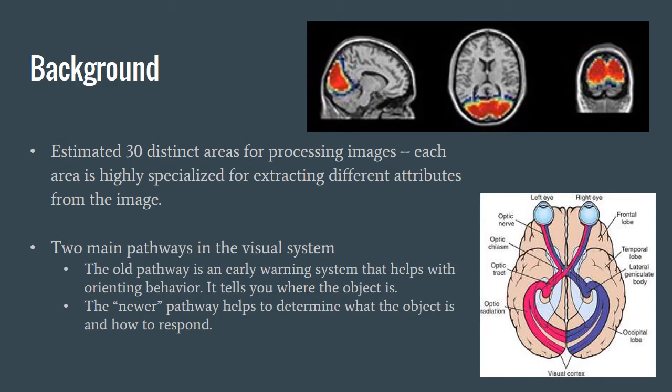The human brain contains an estimated 30 distinct areas for processing images. Each of these areas is highly specialized for extracting different attributes from an image. There are two main pathways in the visual system. One is phylogenetically old, and the second is a newer pathway that is most highly developed in primates. The old pathway is an early warning system that helps with orientating behavior. It tells you where the object is. The newer pathway helps to determine what the object is and how to respond to it.